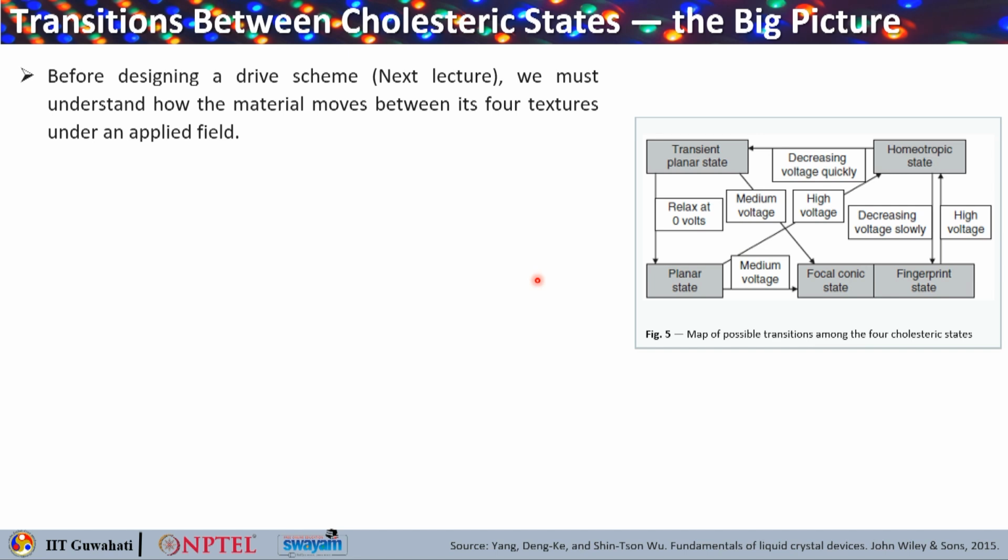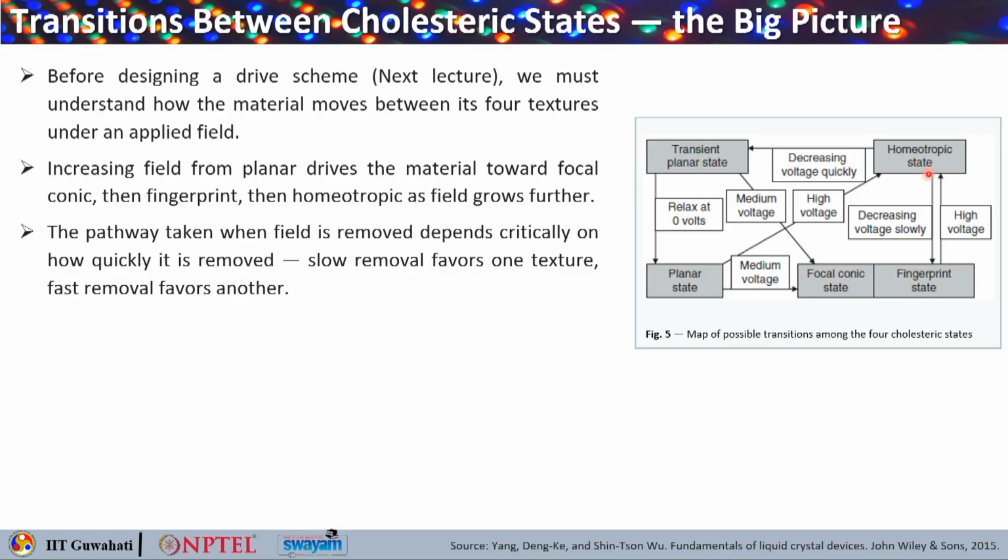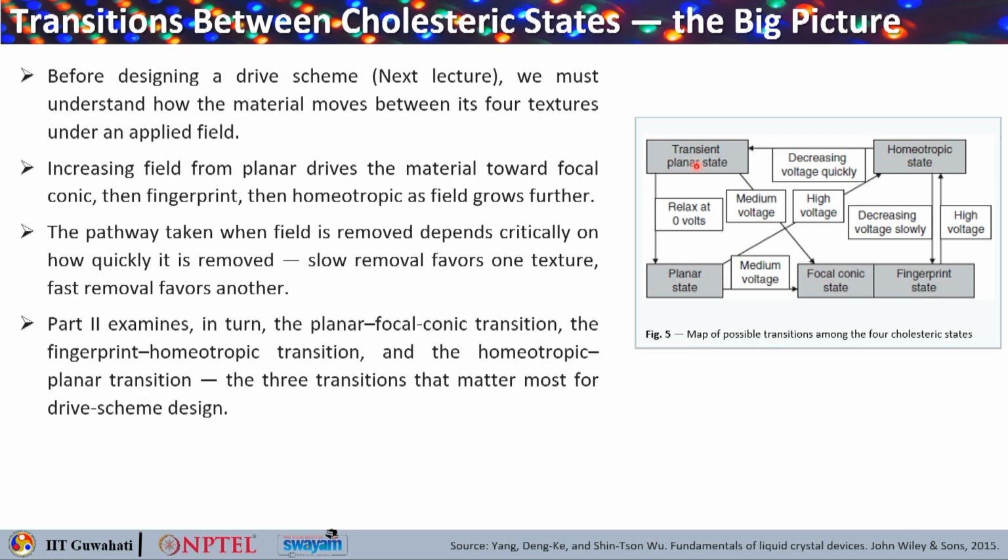Before designing a drive scheme, which will be discussed in the next lecture, we must first understand how the material moves between its 4 textures under applied field. Here we have seen that increasing the field from planar drives the material towards the focal conic, then fingerprint, then homeotropic if the field goes further. The pathway taken when the field is removed depends critically on how quickly it is removed. From homeotropic, if you remove the field slowly you come back to this one, but if you do it quickly you will come to the planar state.